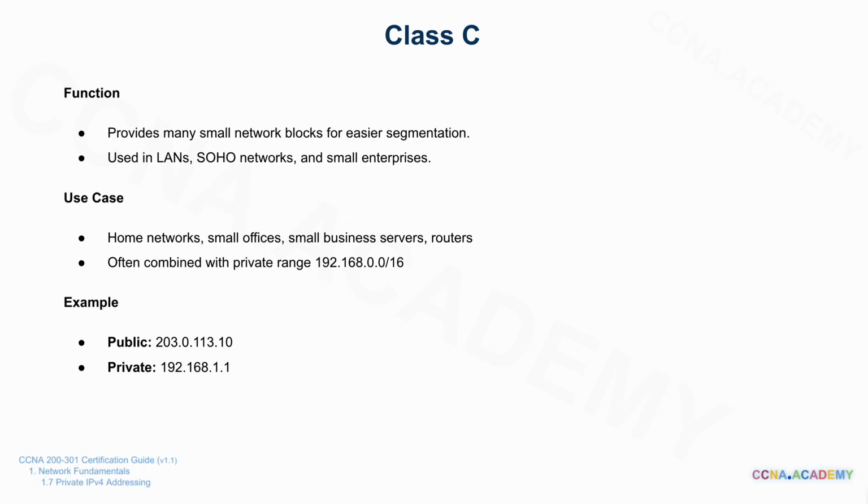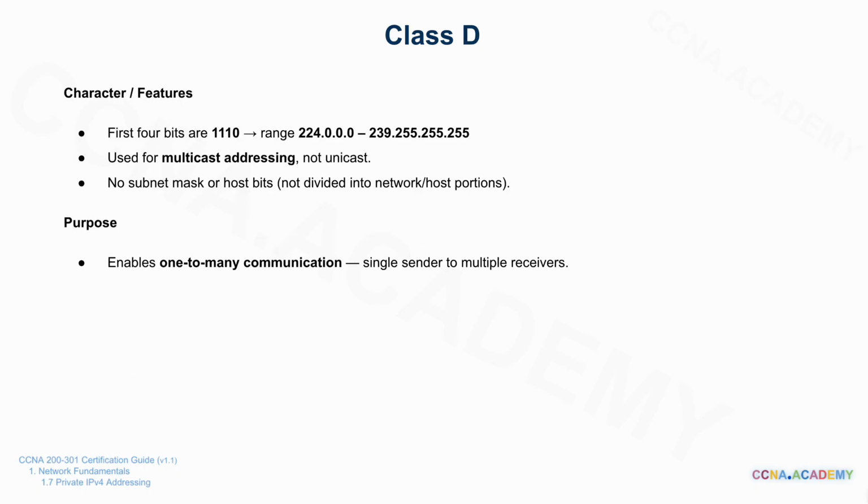Class C provides many small networks, making it great for LANs and small enterprises. Most home and small office routers use this range. For example, 192.168.1.1. Public examples include addresses like 203.0.113.10. Class D addresses begin with 1110, so their range is 224 to 239.